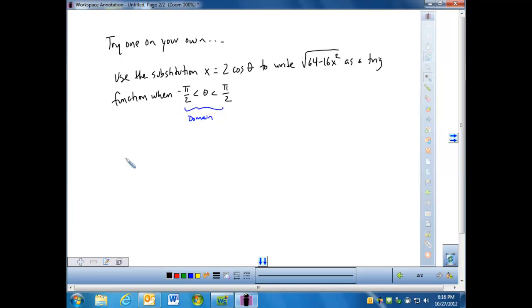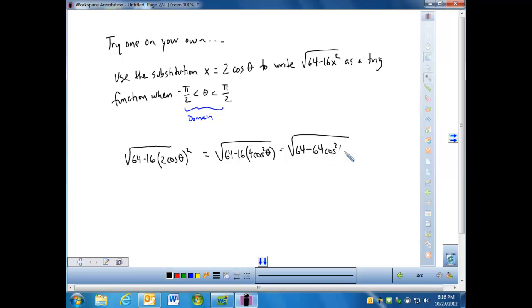Alright, so hopefully you've had a chance to work on that, and so we'll go through the same exact process that we did a few moments ago. We're going to take that trig expression and plug it in. Squaring that is going to give us 64 minus 16 times 4 cosine squared theta. Multiply that out, 64 minus 64 cosine squared theta. Again, you'll notice that you're going to factor that 64 out. When you do that, you're left with that 1 minus cosine squared in there, which hopefully you recognize now as sine squared.